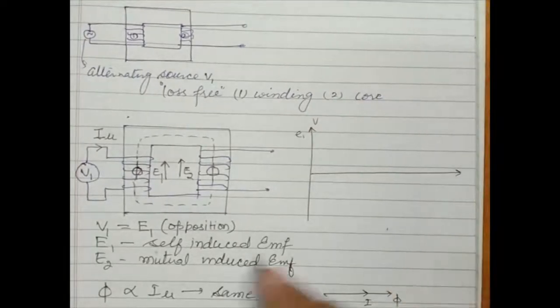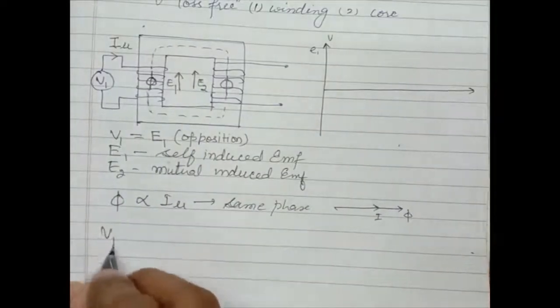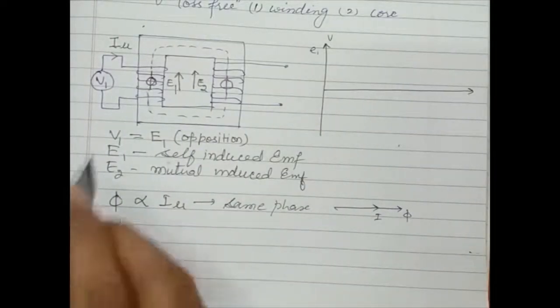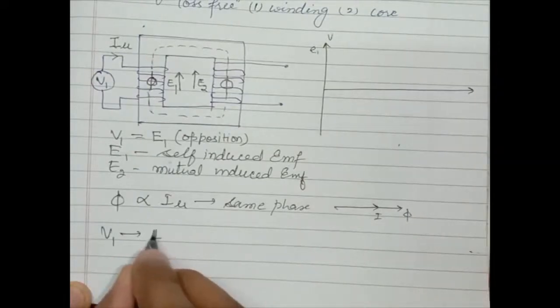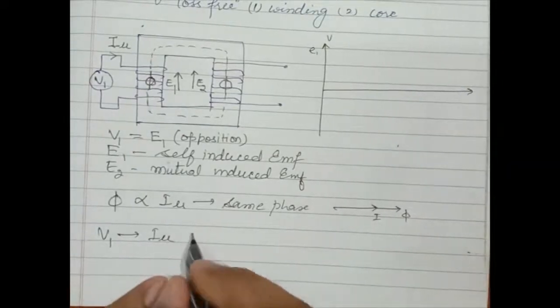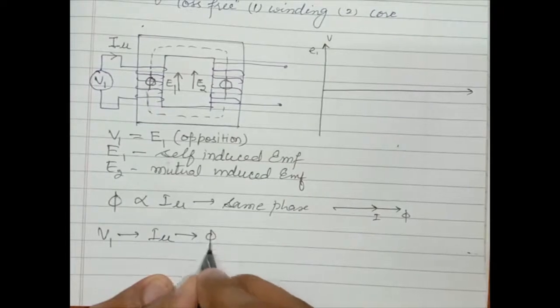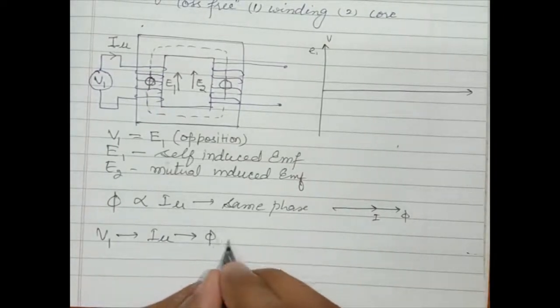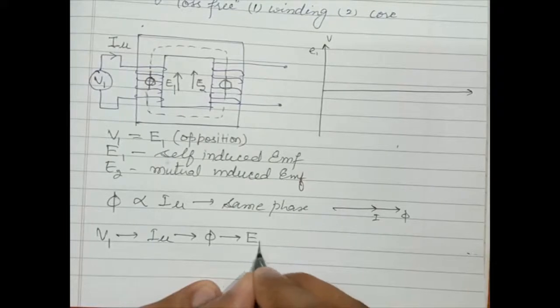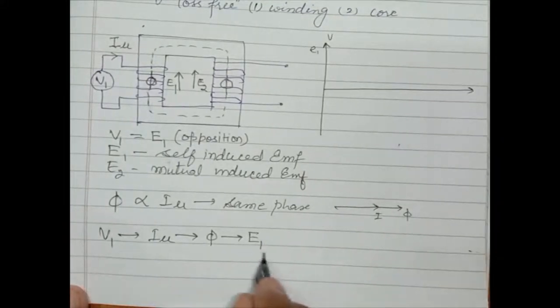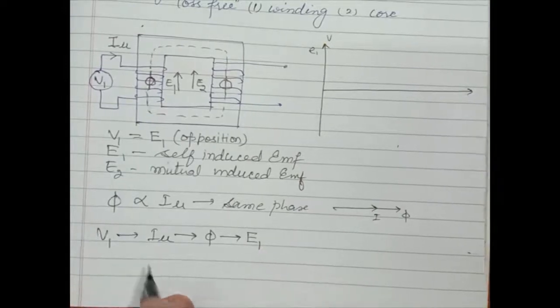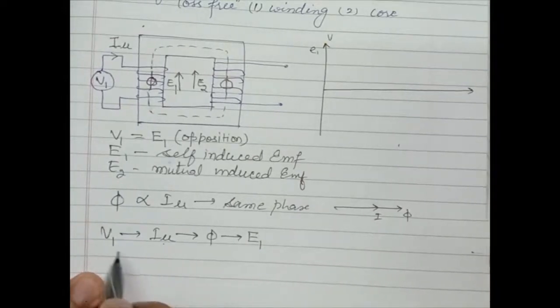Now what? Suppose V1 is the applied voltage. Because of this V1 there is a flow of current I mu, and because of this I, flux phi is established, and because of this flux E1 is induced in the primary circuit. These are the components or parameters of the primary circuit. So V and I have an inductive or lagging nature.